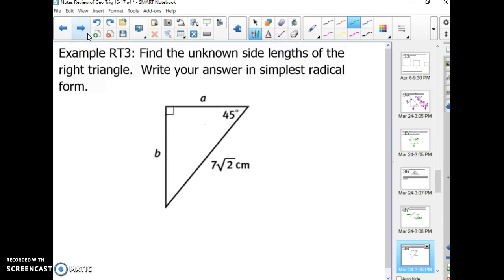The next thing, if I know this, I know A and B have to be equal, but I know that's equal to a side times the square root of 2. Well, those are both the same, so x has to be equal to 7, so I know both sides are equal to 7 centimeters.